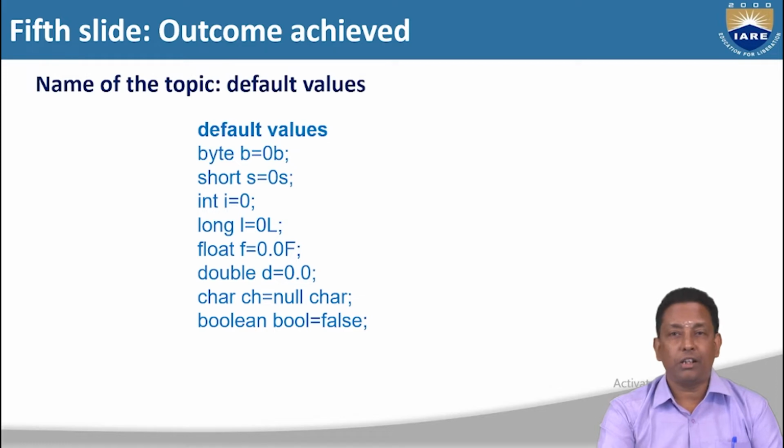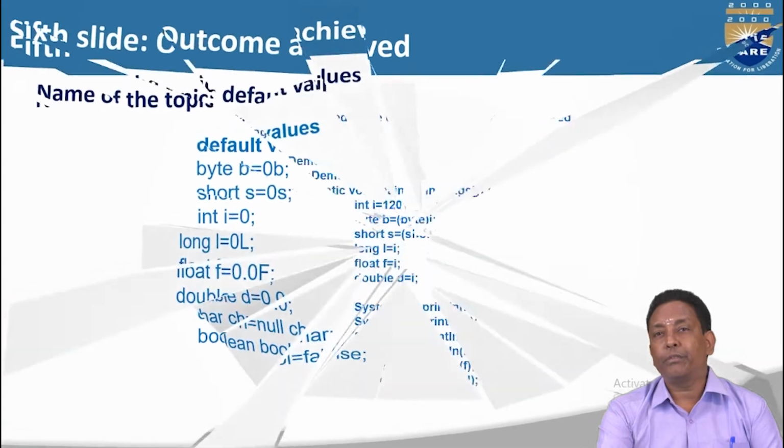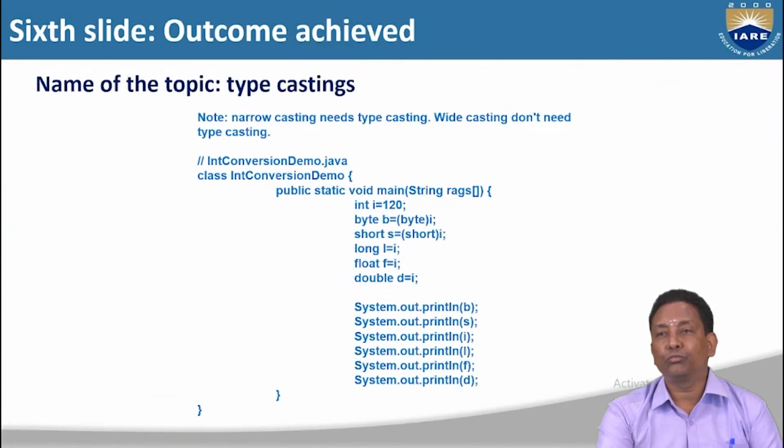For double d equals 0.0, it's normal. It's a double value. For character, you need to assign the null character. And for the boolean, we need to assign the boolean default value. False is the default value. You can assign true or false, anyone. So that is about the default values.